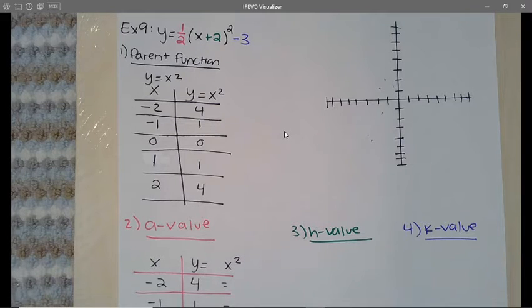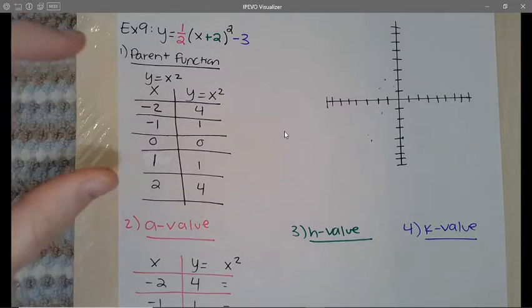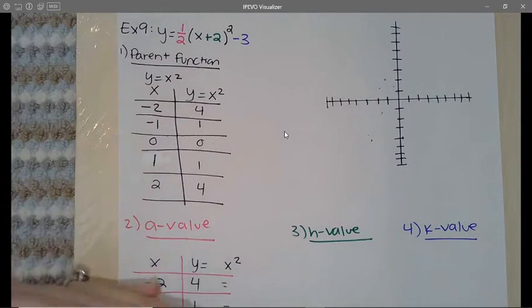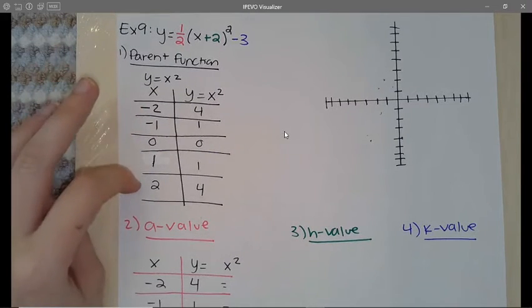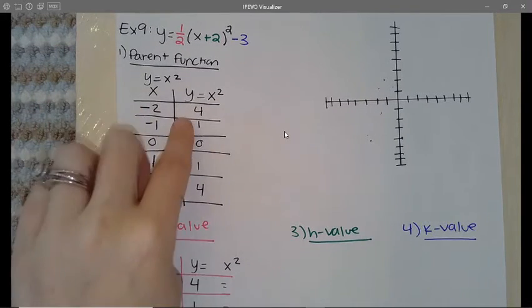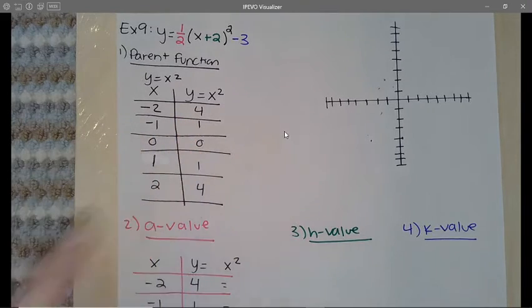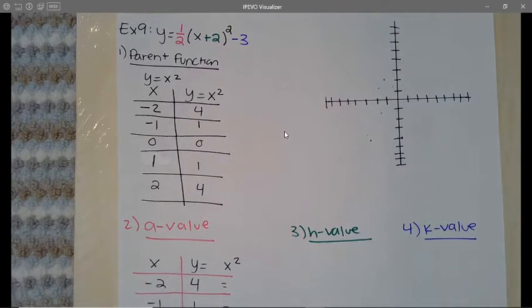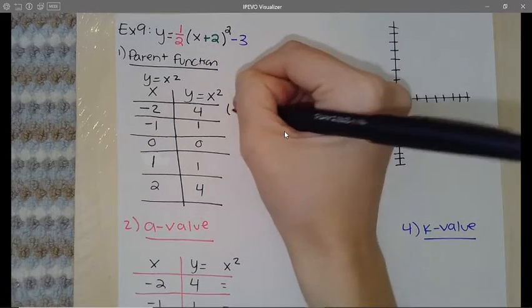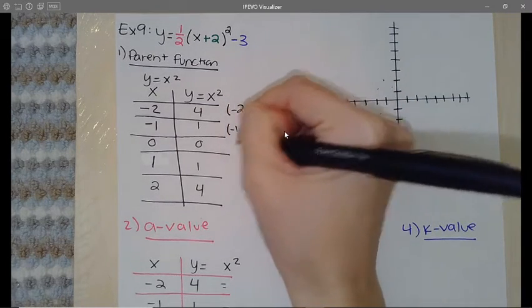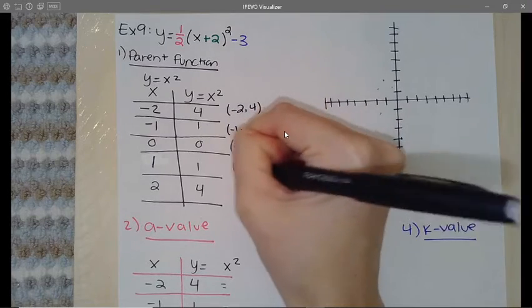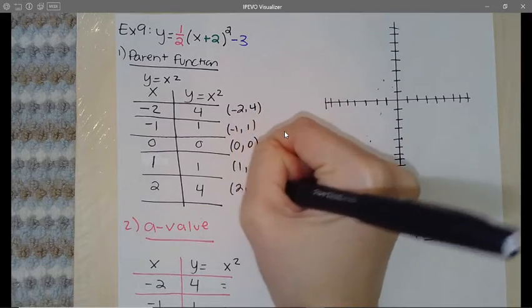Okay, so don't forget, you guys, when we're graphing transformations, the very first graph that we always start with is the parent function, which, remember, we always are going to use the points -2, -1, 0, 1, and 2. Okay, which when we square them, we'll get the points 4, 1, 0, 1, and 4. And again, if it helps you, remember you can write these as a point. So we have -2, 4, -1, 1, 0, 0, 1, 1, and 2, 4.